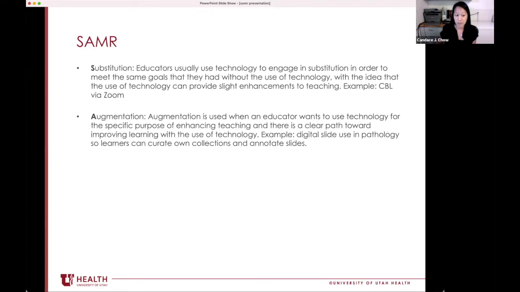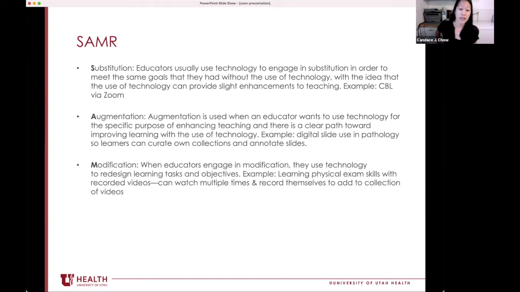The M, modification, is when you want to redesign a learning task, and you also want to be able to redesign an objective. So an example here is usually our students learn physical exam skills in person, but when you do it with videos, there's actually an advantage in that students can rewatch the video and just basically watch it until they understand how that maneuver is supposed to work. In addition, you could simultaneously have students record themselves doing these physical exam procedures in order to add to a collection of teaching resources for other students.